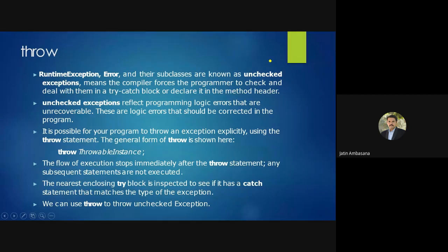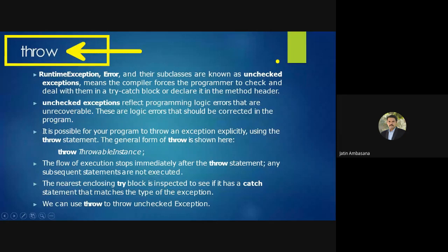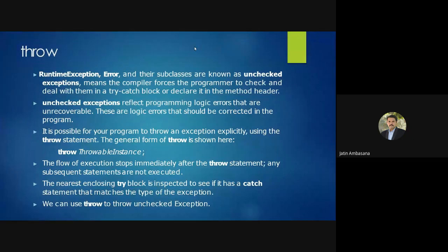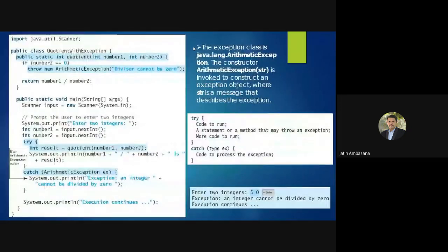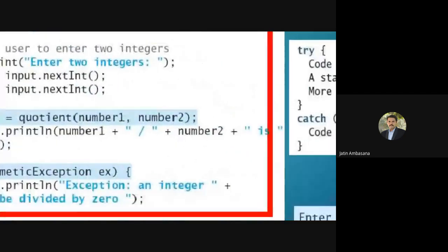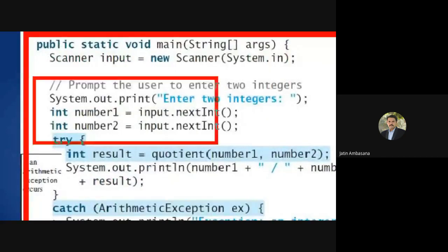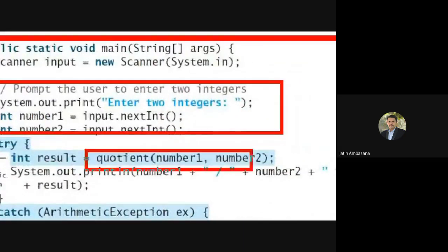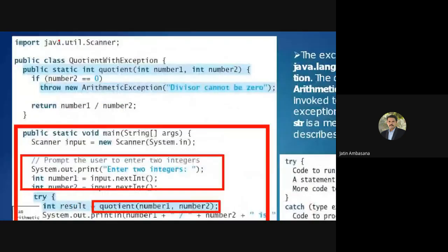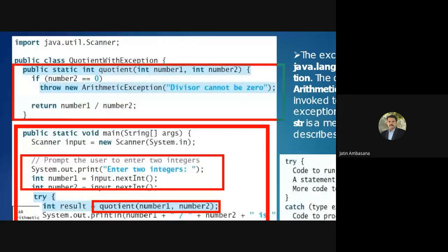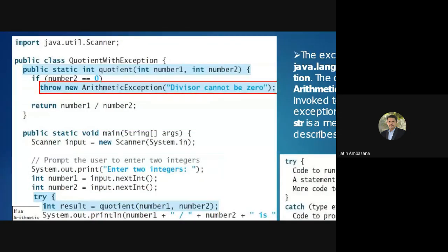The throw keyword is used to explicitly throw an exception. There might be situations where you need to explicitly throw the exception. So this example was an explicit use of throwing an exception. Here inside the main method, we read two numbers from the user and pass them to the quotient method. Inside the quotient method, we check if number 2 is 0, then we explicitly throw a new arithmetic exception.